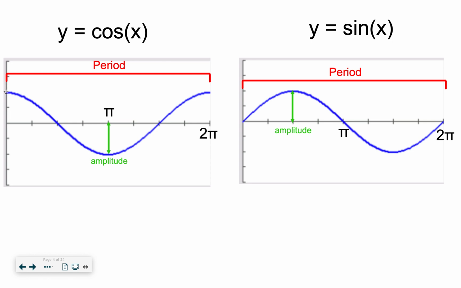So if the cosine wave starts at the max, goes down to the min, and ends again at the maximum, that length, in this case, is 2 pi, right, from 0 to 2 pi. That's the period. Same with the sine wave, starting at the midline, hitting the max, hitting the min, and then getting back to the midline. That distance is 2 pi as well, which is called the period.